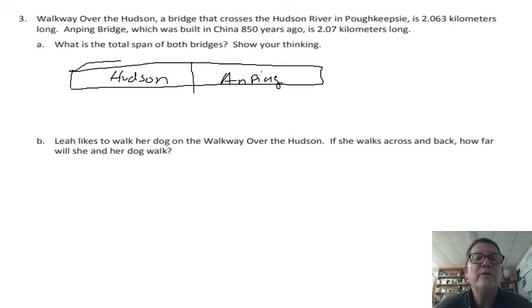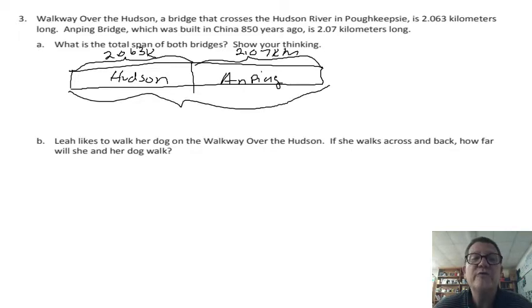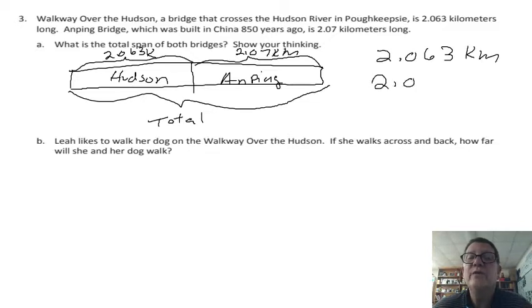Now the Hudson was 2.063 kilometers, and the Angping is 2.07 kilometers. And we have to find out what the total is. So in order to solve for the total, I'm going to take 2 and 063 kilometers, and we're going to add 2 and 07 kilometers.